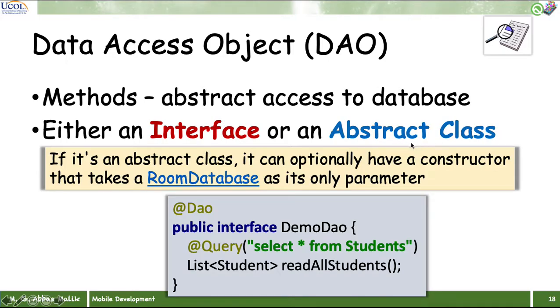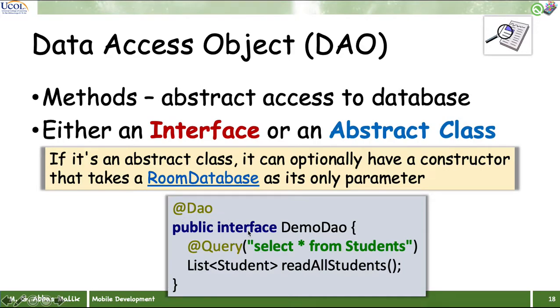Maybe later in the course we will see how we can define an abstract class as a DAO object, and what the purpose of that is. If it is an abstract class, it can optionally have a constructor that takes a room database as its only parameter. We can define and implement all those things. So this is how we can define our DAO.